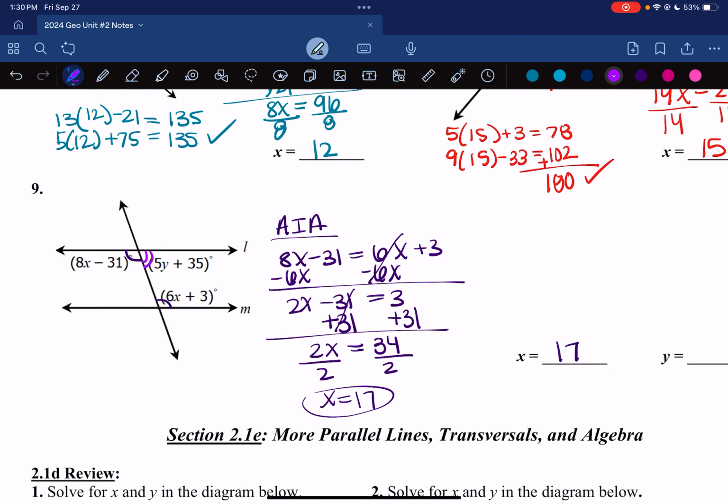Now, when you go to set up your equation, it does not matter which angle you plug into, because if you did 8 times 17 minus 31, we get 105 here. And if you do 6 times 17 plus 3, that's also 105.